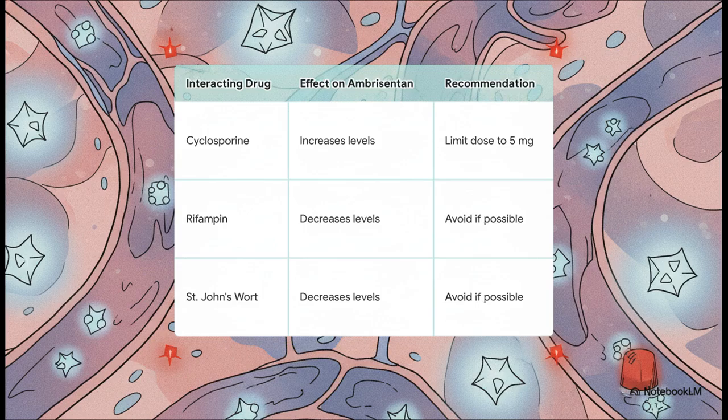For instance, if someone is taking a common transplant drug called cyclosporin, it can cause ambrisentan levels in the blood to shoot way up, so the dose has to be limited. On the flip side, things like the antibiotic rifampin or even an over-the-counter supplement like St. John's wort can actually make ambrisentan less effective.